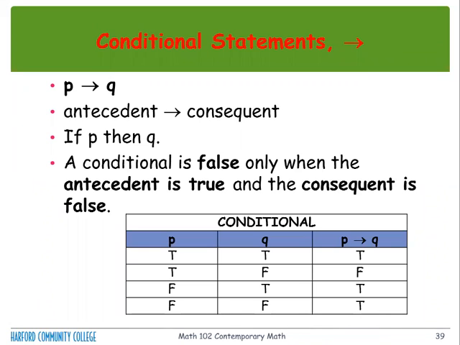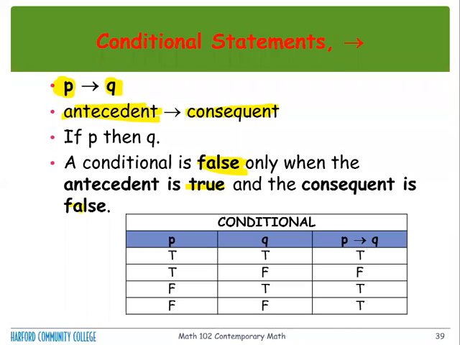For the conditional statement, or if-then, with the simple statements P and Q, we use the notation P then Q. The expression on the left of the arrow is called the antecedent. The right statement of the arrow is called the consequence. When we read it as if P then Q, or if antecedent then consequence, the conditional is false only when the antecedent is true and the consequence is false.